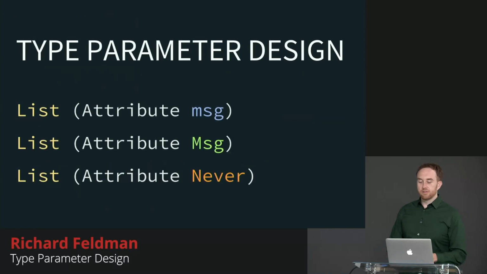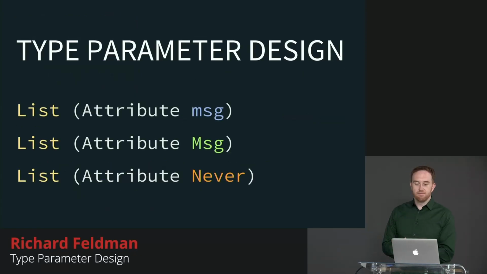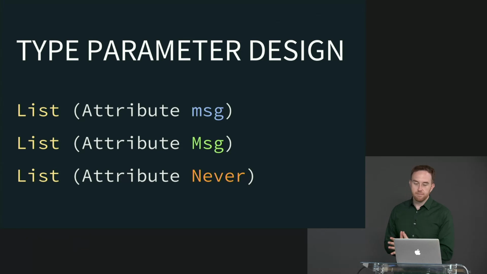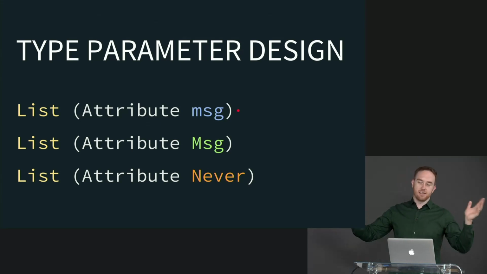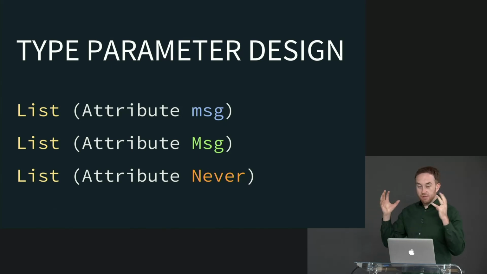So that's essentially the trade-offs between these three. The first one, list attribute message with a lowercase m, says, I will accept any type of attribute you want to give me. I don't care what it is. Just throw it at me and I will accept it. Second one says, give me an attribute that is specifically your message type. Like this concrete, I want this exact type of message.